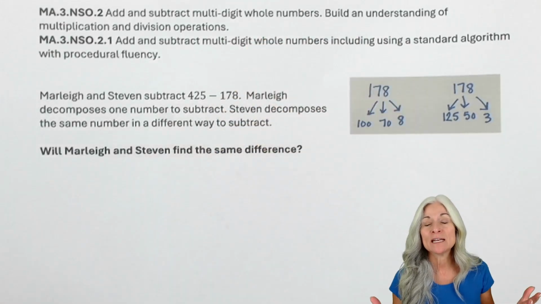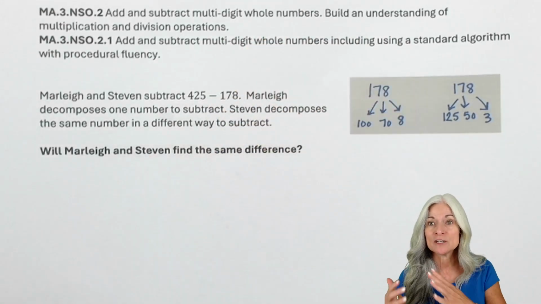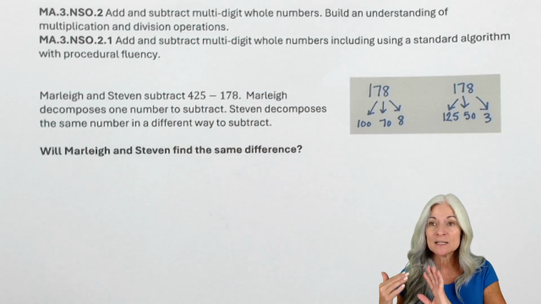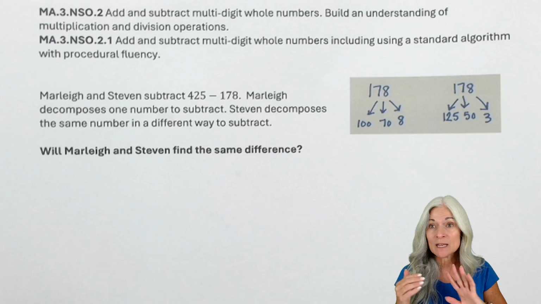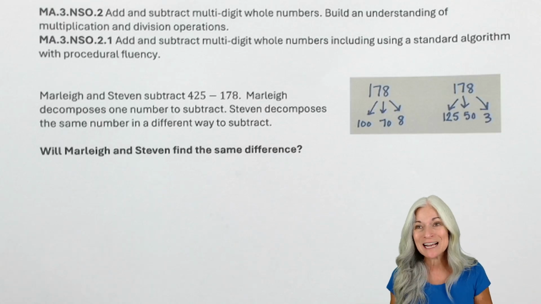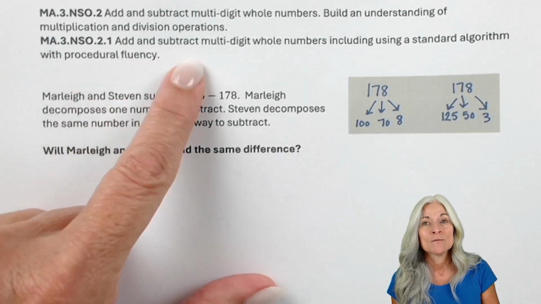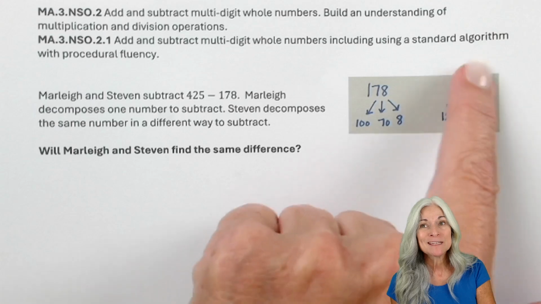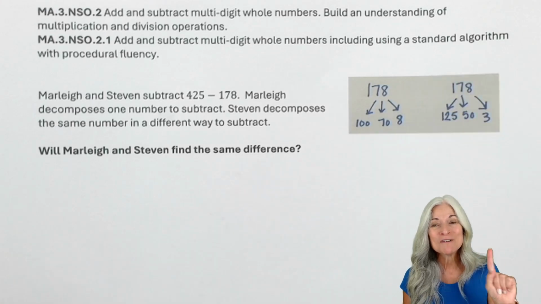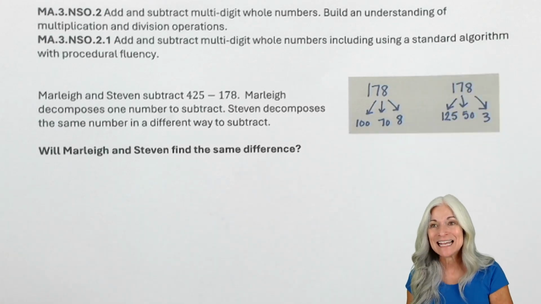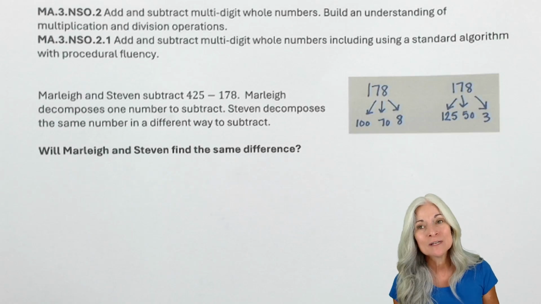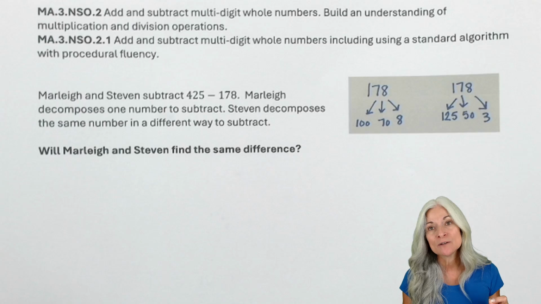We are building an understanding of multiplication and division because we can think of multiplication as repeated addition. We can think of division as repeated subtraction. So that's how we're building that understanding. The benchmark 2.1, we are subtracting multi-digit whole numbers, including the algorithm. We will get there in the next lesson. So for this lesson, we're looking at decomposing to subtract.